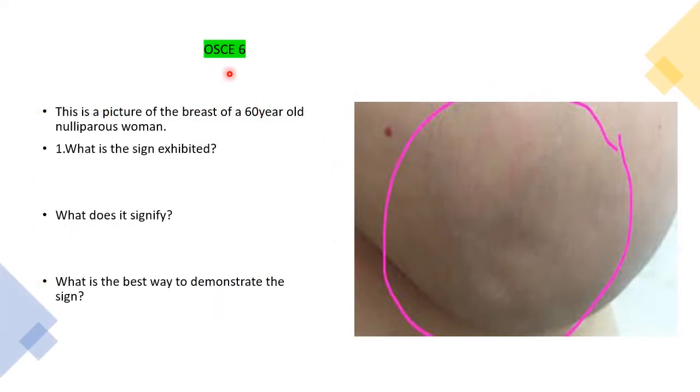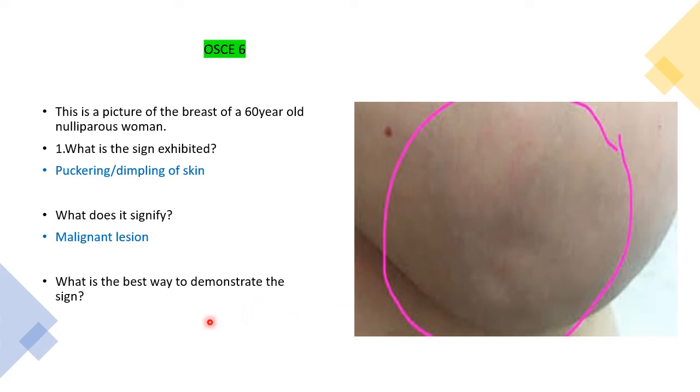OSCE number 6. This is a picture of the breast of a 60-year-old nulliparous woman. What is the sign exhibited? What does it signify? What's the best way to demonstrate the sign? Okay, this is a breast. There's dimpling of the breast here. Okay, puckering and dimpling of the skin. And what does it signify? Malignant, underlying malignant lesion.